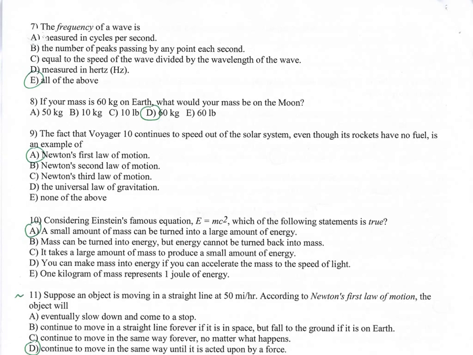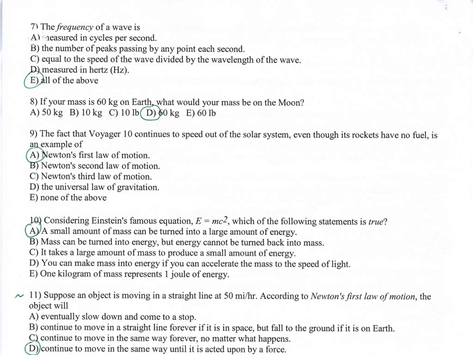Question 9. Voyager continues to speed out of the solar system. I didn't think it's Voyager 10, it's Voyager 1 and Voyager 2. I don't know where that 10 came from. But the fact that any spacecraft goes in a straight line without propulsion is a good example of A, Newton's first law of motion.